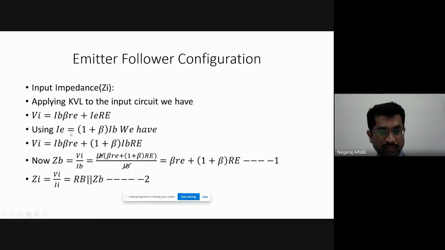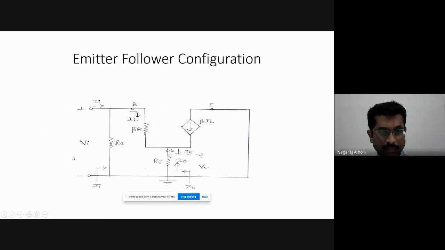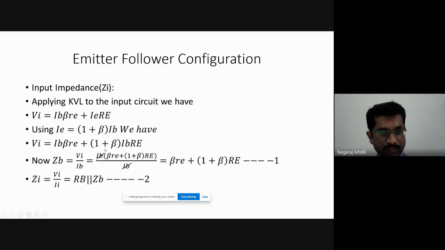For any circuit, when you are finding the input impedance, you have to substitute IE is equal to 1 plus beta into IB into the KVL equation. So if you substitute here, Vi is equal to IB beta RE plus 1 plus beta into IB RE. Now, ZB is equal to Vi by IB. Substituting, IB is common, and IB and IB cancel. We get ZB equal to beta small re plus 1 plus beta into capital RE. Take it as the first equation.